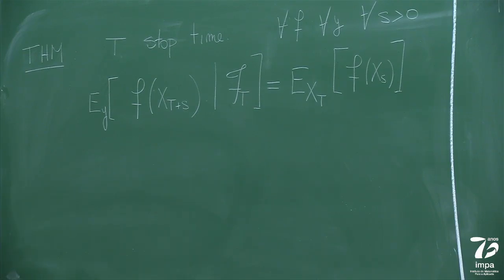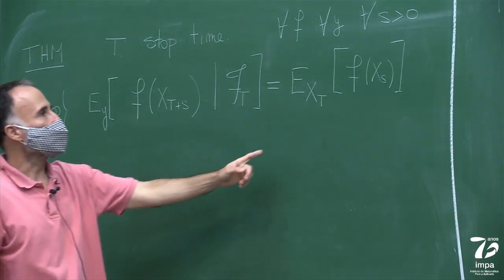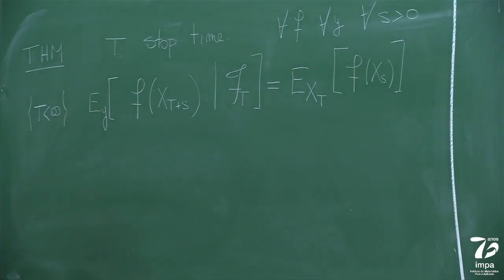Yeah, and this is on the set where T is less than infinity, you're absolutely right, otherwise X_T is not defined. Okay, so this is what I want to prove.